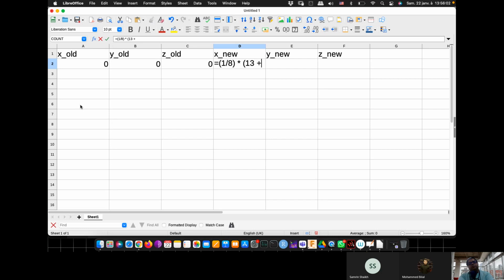Plus, no, 13 plus. Where is the y? Y is here. Okay. Plus 2 times. Where is z? This is z. Z is in C2. Okay. So what I have done is I have calculated the new value of x now here, 1.62.